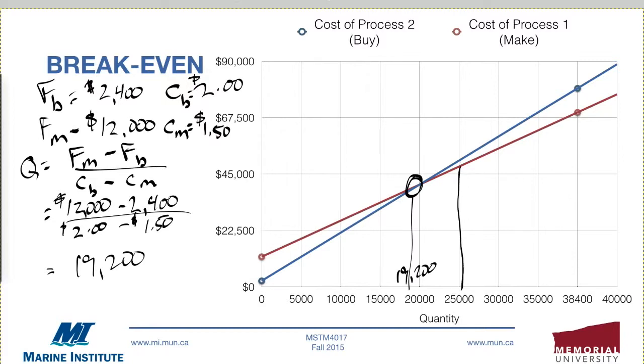And really how this is going to work is you want to pick the lower line. So above here, the red line, which is make, is lower than the blue line, which is buy. So at 25,000, we would want to make it. If our anticipated sales were down here around 10,000, of course, it would be more preferable to buy the salads. And really, that's what it comes down to in analyzing which process is better, and that's how it's relevant for operations management.